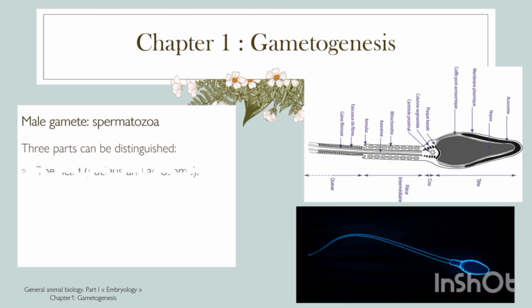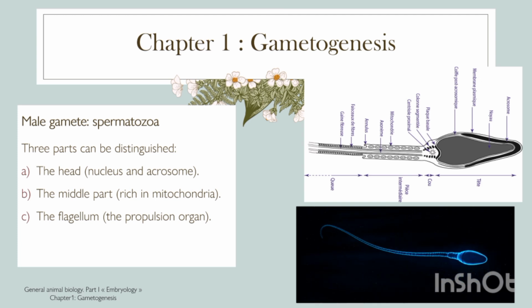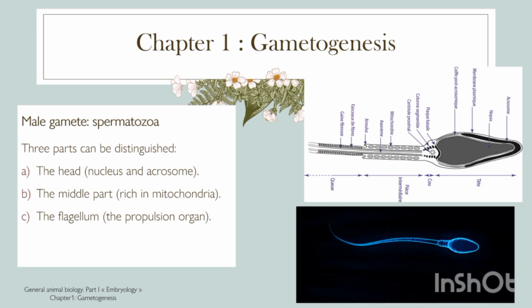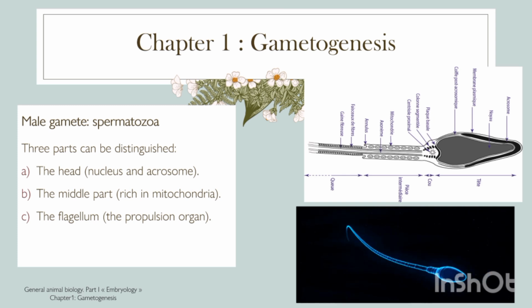This figure shows the structure of a male gamete, the spermatozoa. Three parts can be distinguished. The head contains the nucleus and acrosome, the middle part is rich in mitochondria, and the flagellum is the propulsion organ.